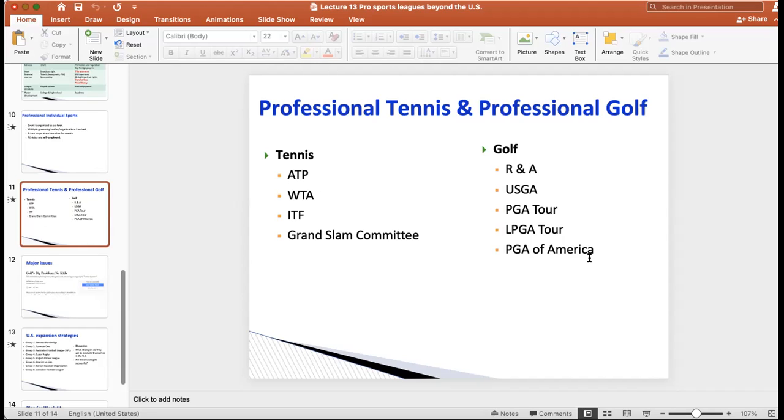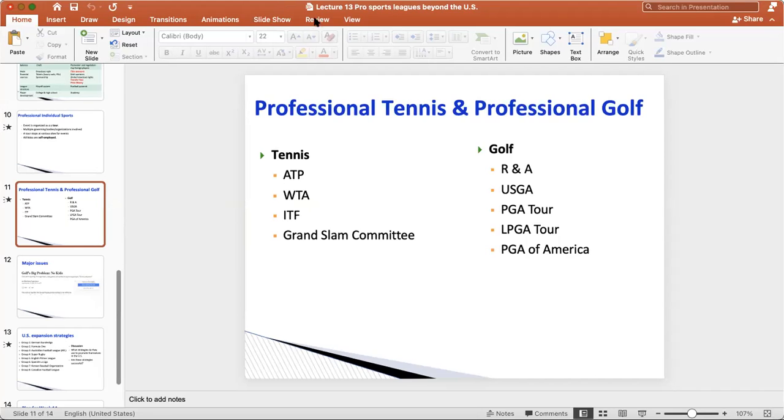Okay, the next question we'd like to talk about is this week's reading. You guys are asked to read and think about whether the ATP and WTA should be merged together. So what is your opinion after reading this week's readings? How many people think the ATP and WTA should be merged, and why? How many people think the WTA and ATP shouldn't be merged, and why? Anyone want to share your opinion, perceptions?